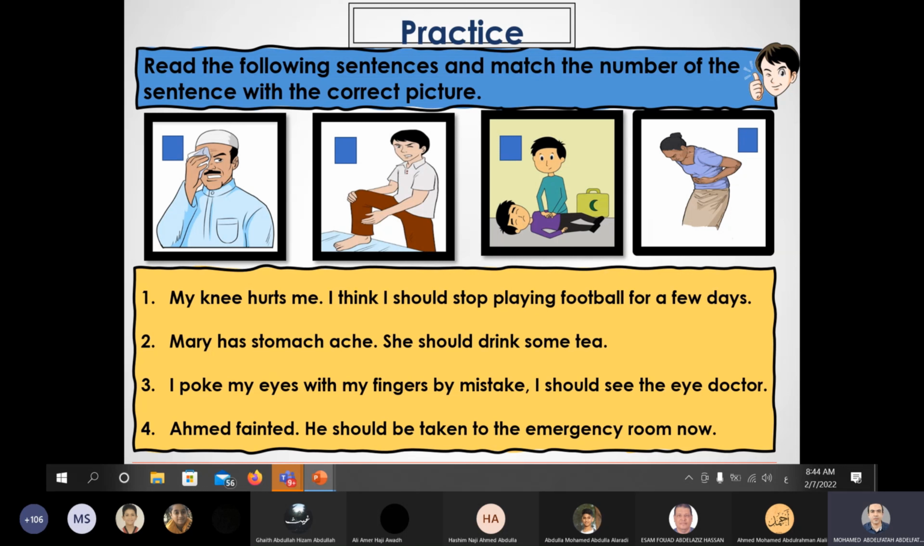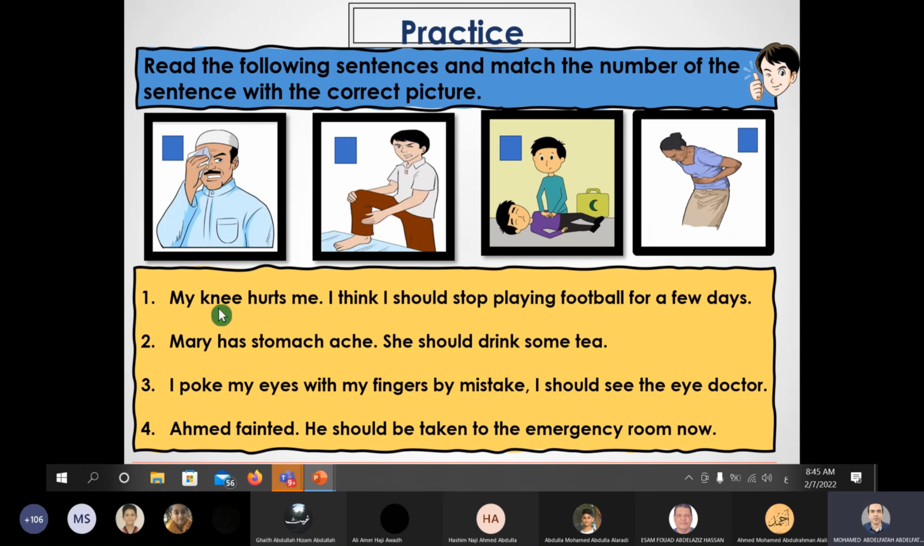It's reading. Read the following sentences. I have got here 4 sentences: 1, 2, 3, and 4. Read the following sentences and match the number of the sentence with the correct picture. We have 4 sentences and 4 pictures. I will read the sentences and the students get ready, try to find the correct picture that goes with the sentence. Okay, get ready. Don't answer until I finish. I will read the 4 sentences first.